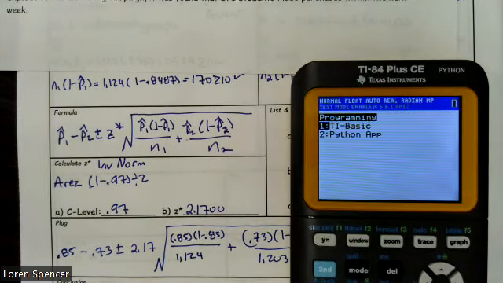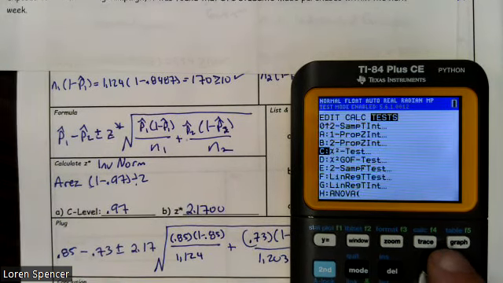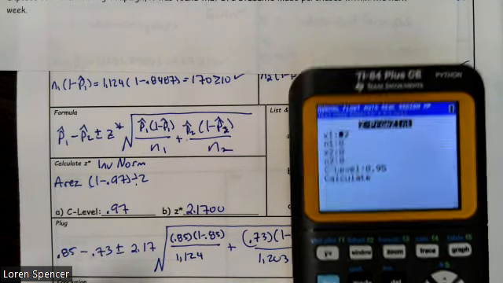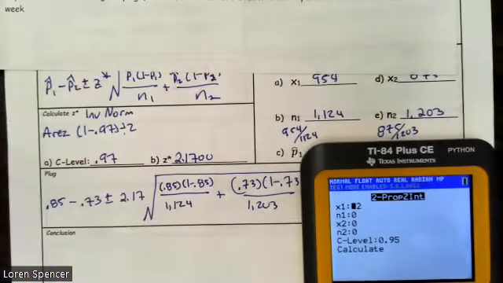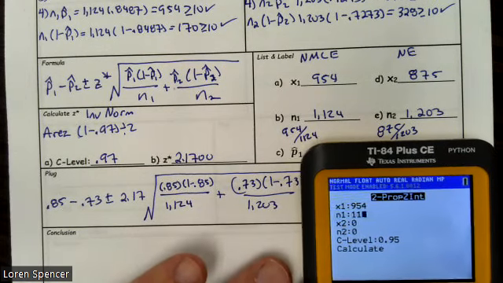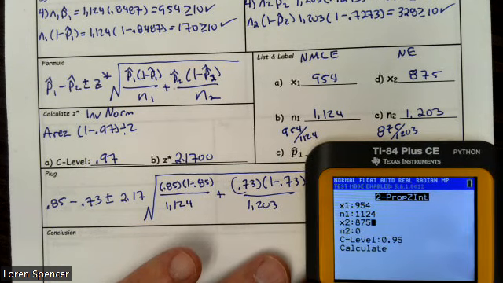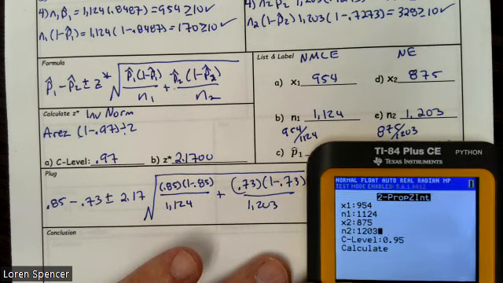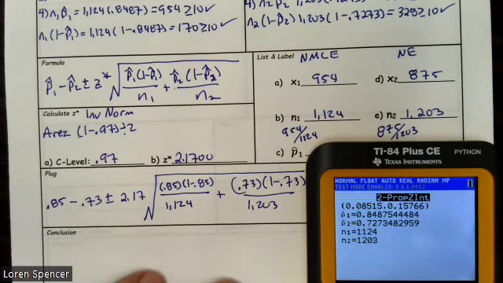And we want to calculate our interval. So we're going to go stat, test, all the way to letter B, two proportion z interval, and ask for x1. Well, x1 is 954. So we'll type that in there. And then we have 1124 for our sample size. Then we have 875. And then we have a sample size of 1203. And we make sure we have a confidence level of 0.97. And I end up getting 0.0851.